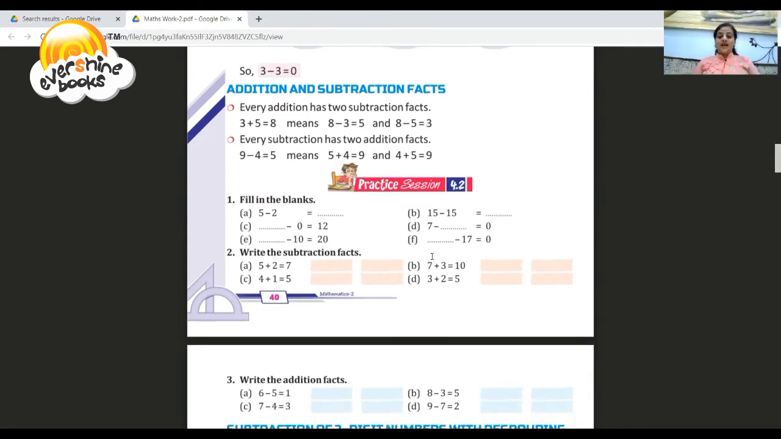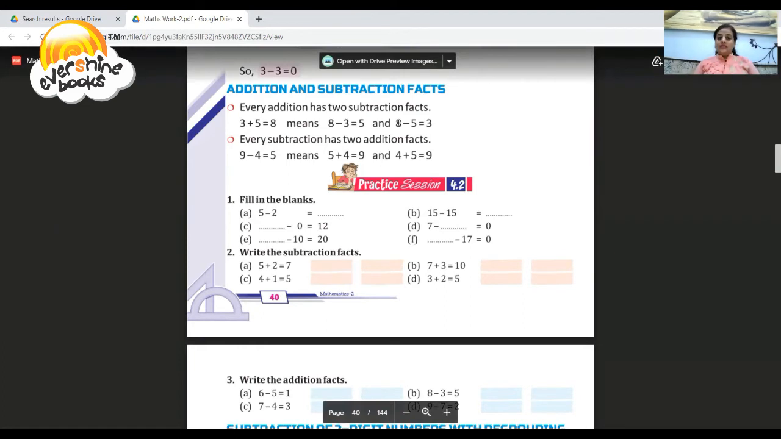Every subtraction has two addition facts. If we want to add, we have to subtract. If we want to subtract, we have to add. Like 9 minus 4 is 5 means 5 plus 4 is 9 and 4 plus 5 is also 9. So these are the facts to be remembered properly because they are the basic things that you have to learn by heart.